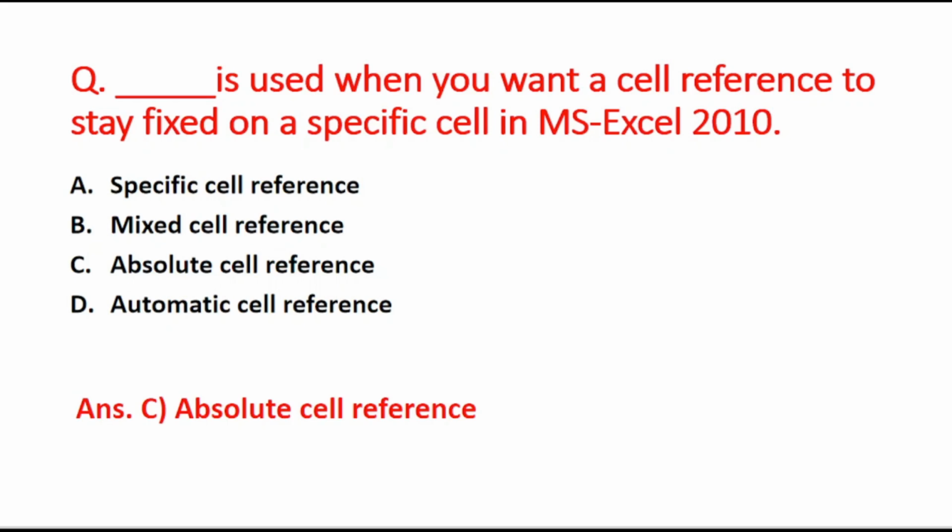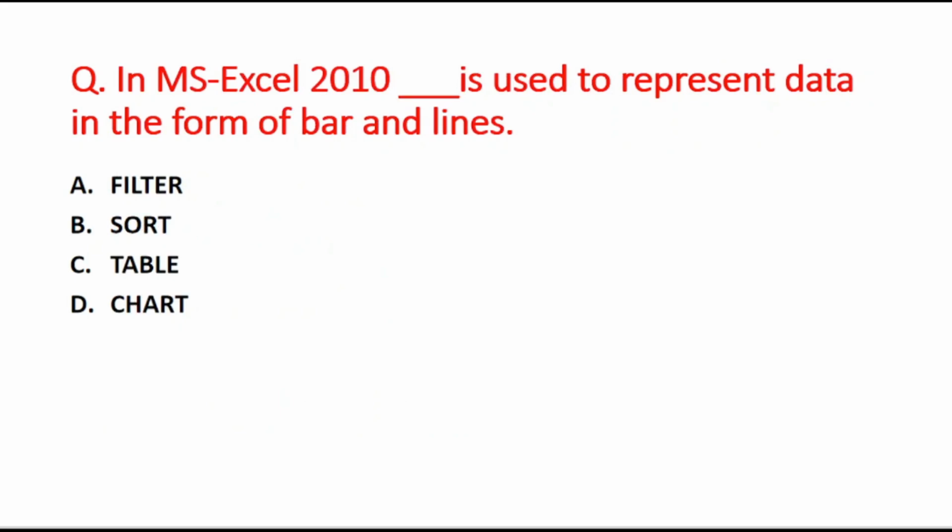Now the next is in MS Excel 2010, blank is used to represent data in the form of bars and lines. A option is filter, B option is sort, C option is table and D option is chart. So the right answer is option D, that is chart.